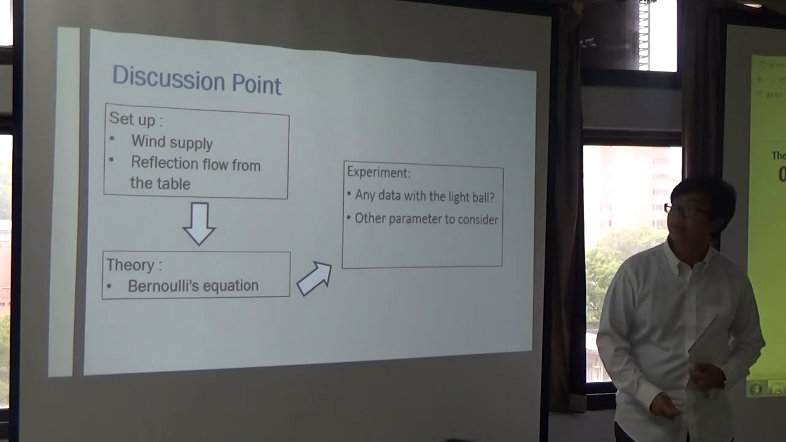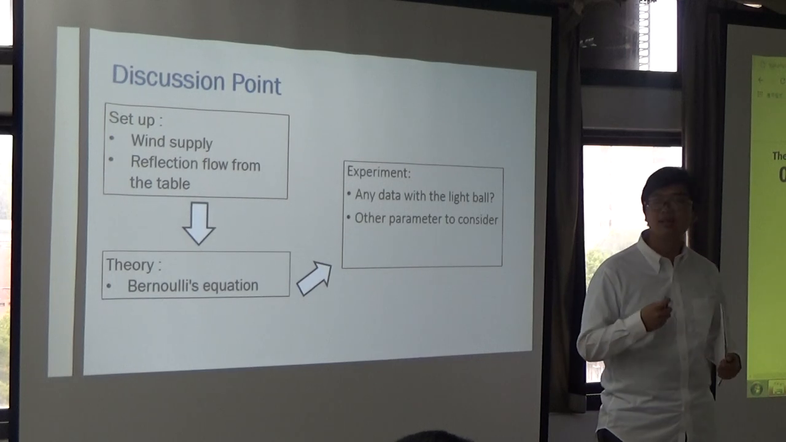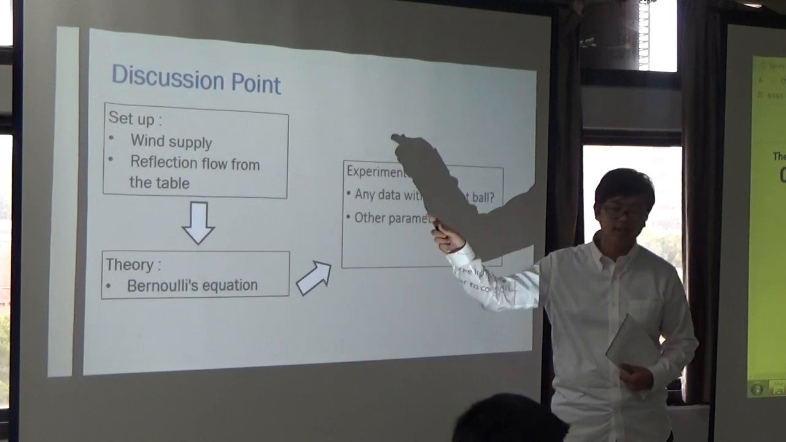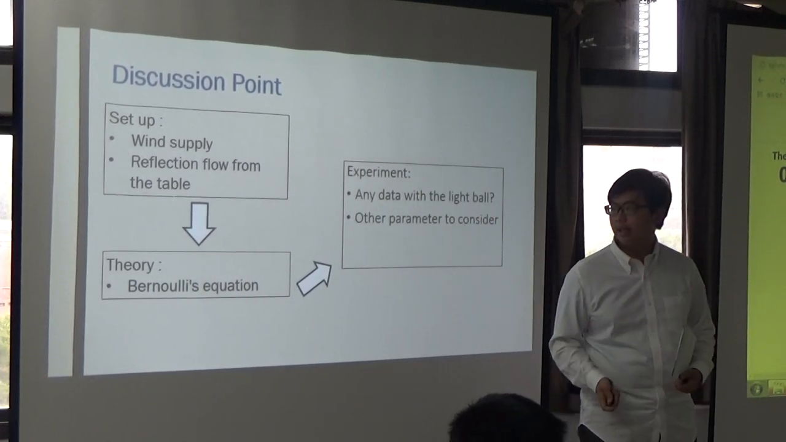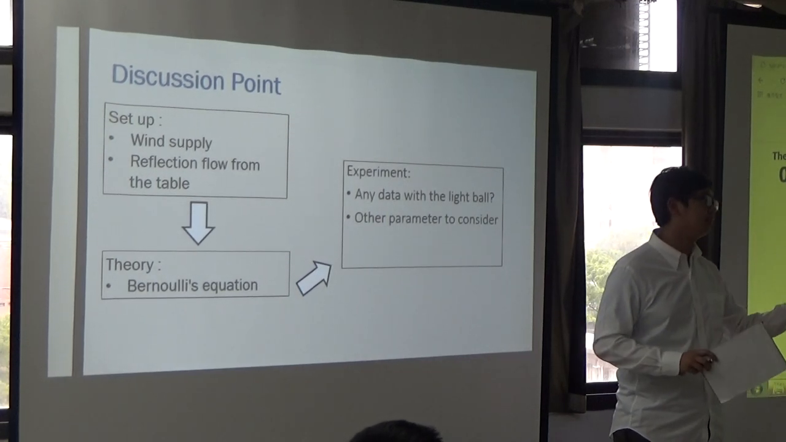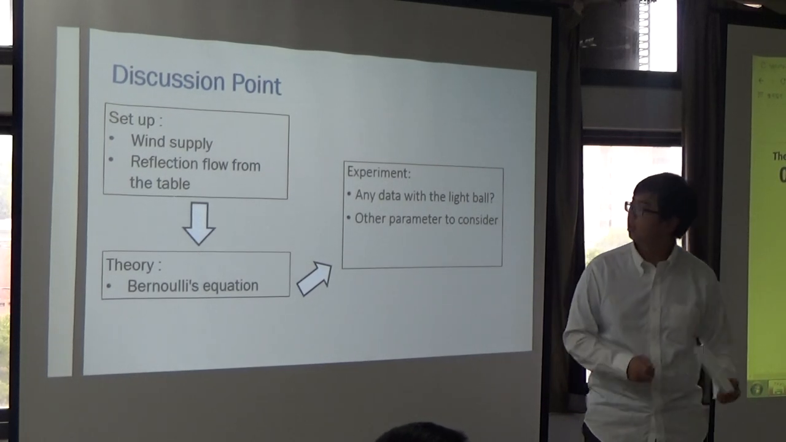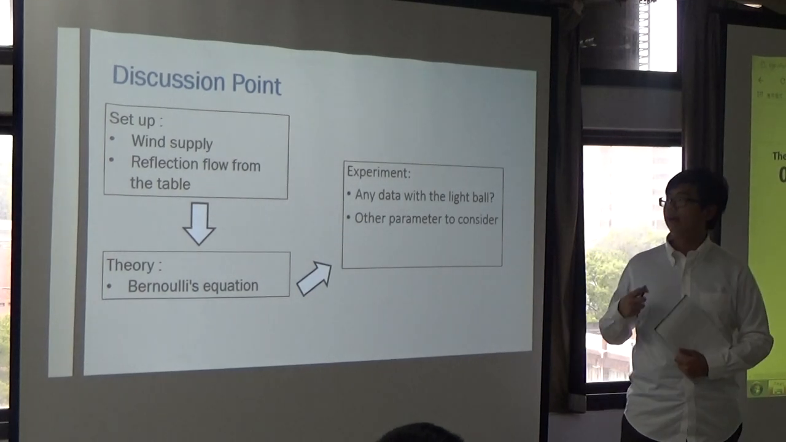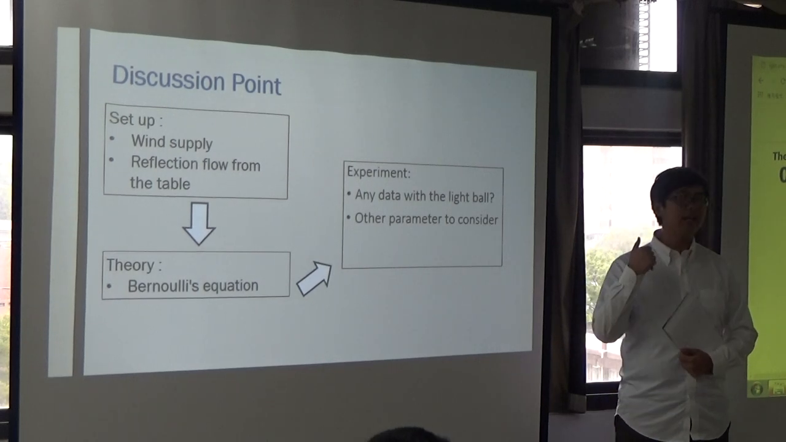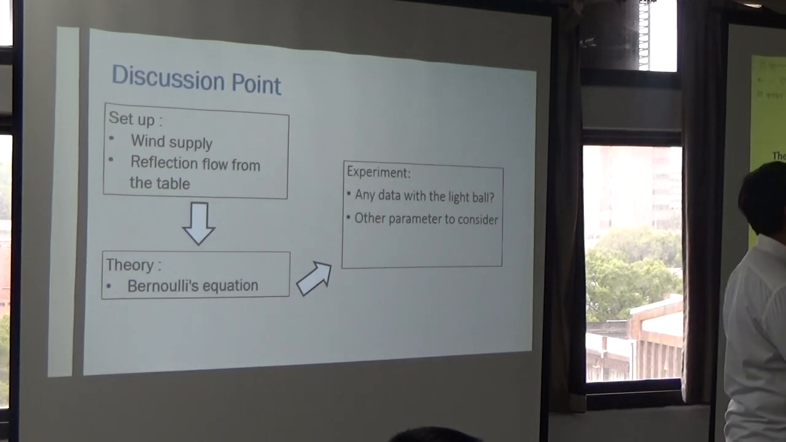And about the setup, first, we will talk about the wind supply. It's not even, or it's not a stable supply. And we will also talk about reflection flow. Then about their theory, we have talked about Bernoulli's principle. They say they didn't use Bernoulli's principle, but it seems they have done a lot of theory based on it, so we have discussed it. And then about the experiment, we have to talk about whether there is any data with a light bulb, and if they considered other parameters. And we can go to the next stage.